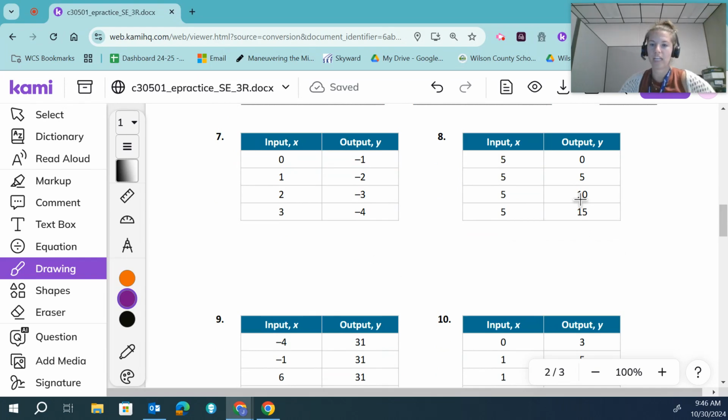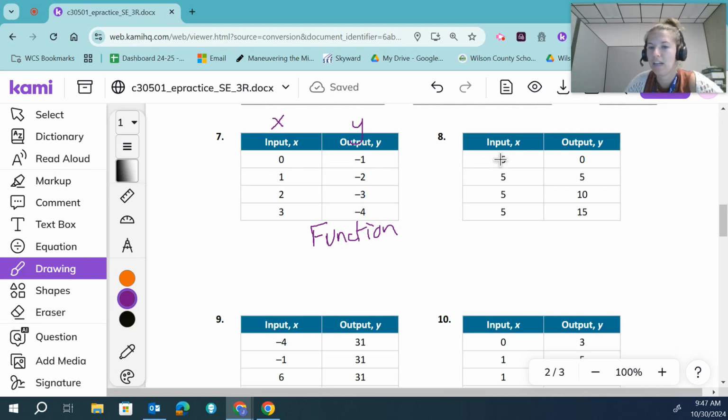Now we can also take a look at tables, okay, input-output tables. These are also X and Y. Okay, you might see them like that, where your input is X and your output is Y. So my input X here is -1. 1 is -2, 2 is -3. So each of my inputs has one and only one output. So that is a function.